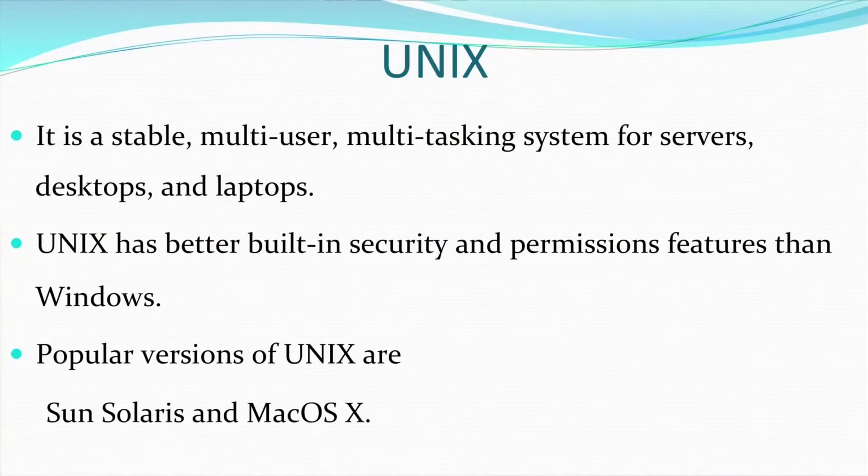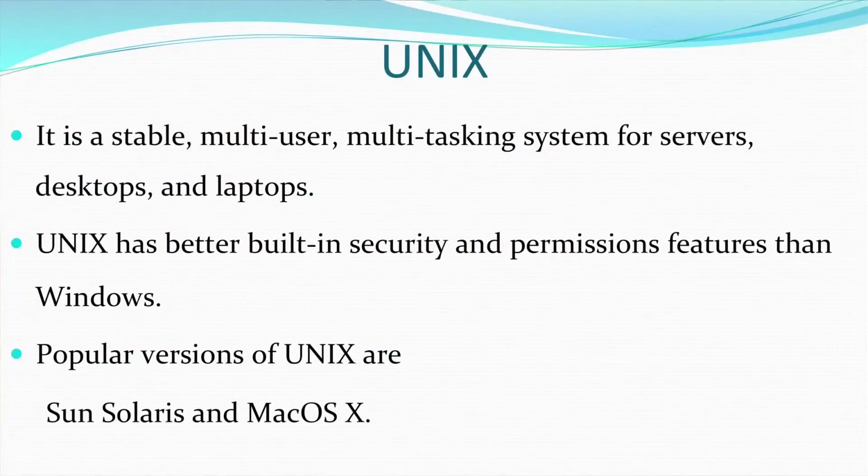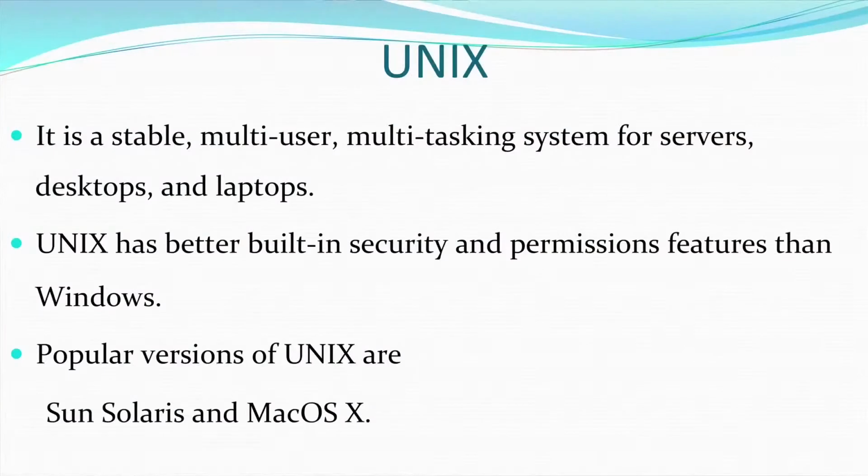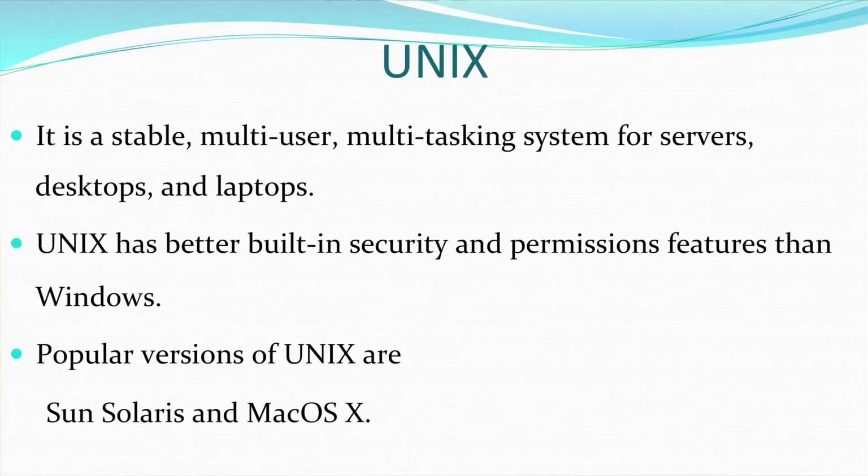Then we talk about Unix, a text user interface operating system, which is a very strong operating system. Linux is used to perform multiple tasks, multiple processes at the same point of time. It is a multi-user operating system. It can be used for servers, for desktops, for laptops. In fact, Linux is the advanced version of Unix only. Unix has built-in security and permission features that are even better than what Windows has, and the popular versions of Unix are Sun Solaris and Mac OS X, which can work on Unix.